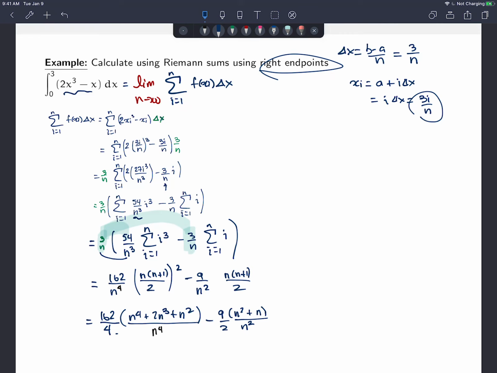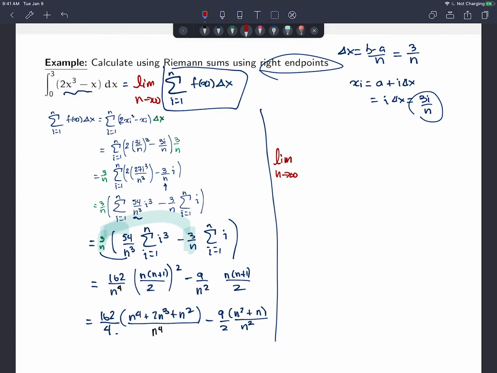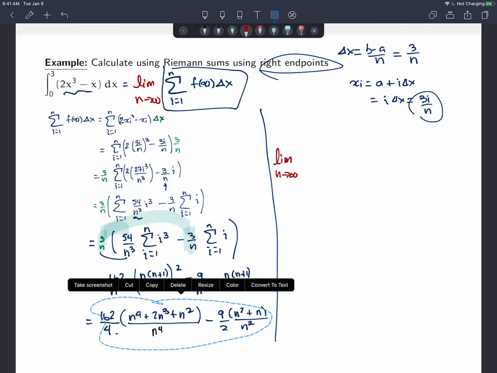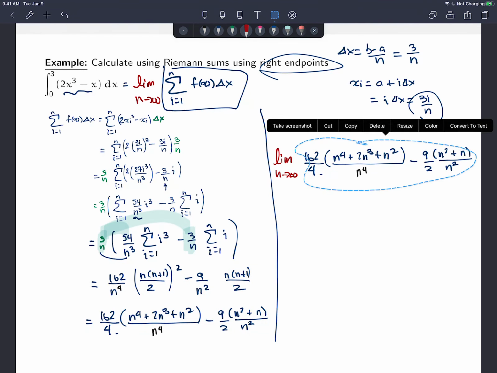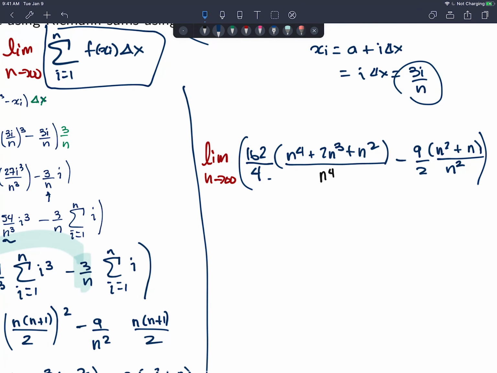And now, remember that I did this sum, and I haven't found the limit. So now to find the value of the integral, I really need to do the limit when n goes to infinity of this that I just found. Let's put it over here. And it's the limit of this whole thing. And what we're doing now is finding the limit of these rational expressions.